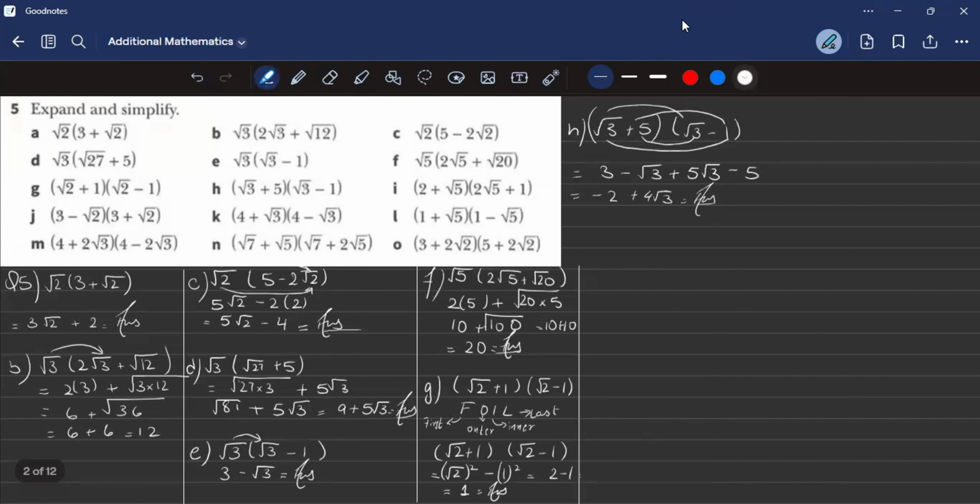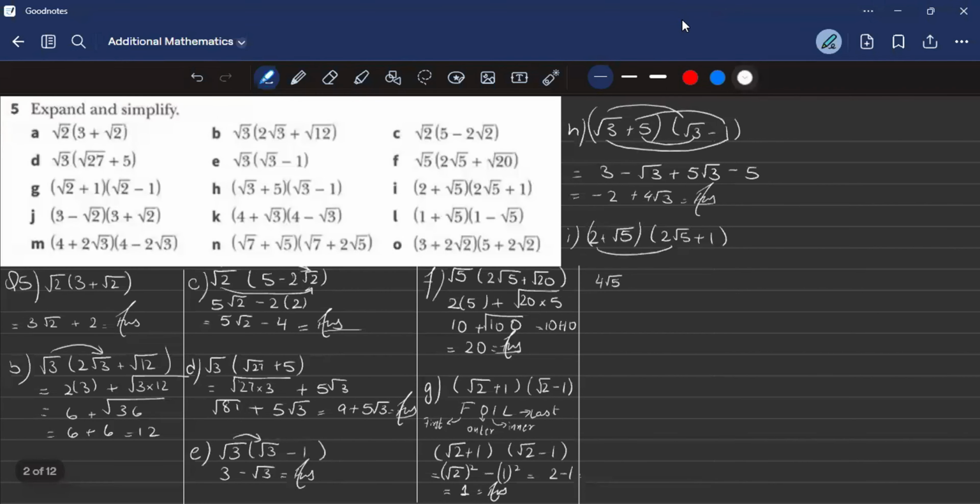Now proceeding on to part I. 2 plus under root 5, 2 under root 5 plus 1. Okay. So again, both are different equations, so we are going to use the FOIL method here. So the first and first value: 2 under root 5 multiplied by 2 is simply 4 under root 5, because we multiply the index value, not the root value.